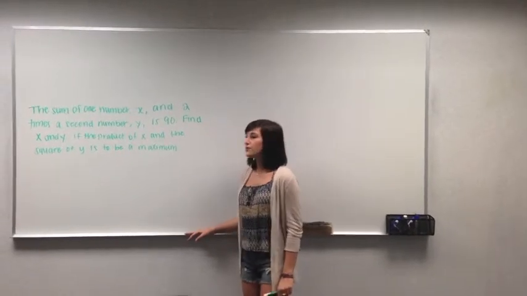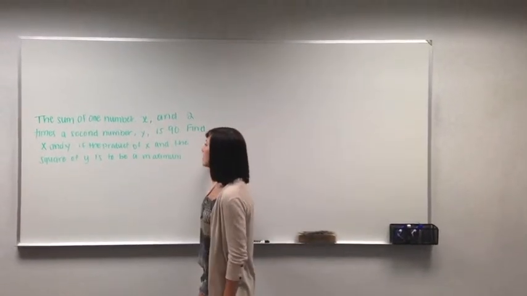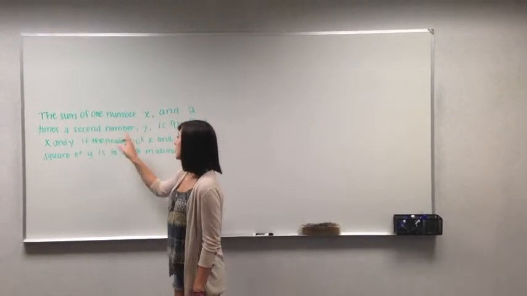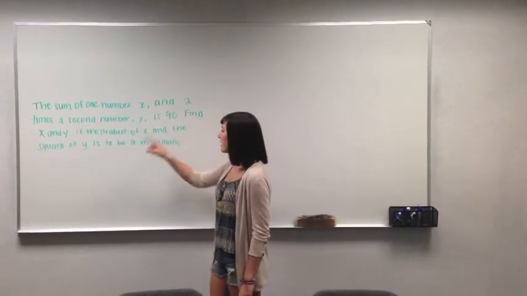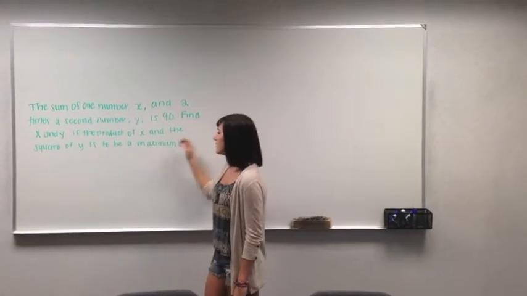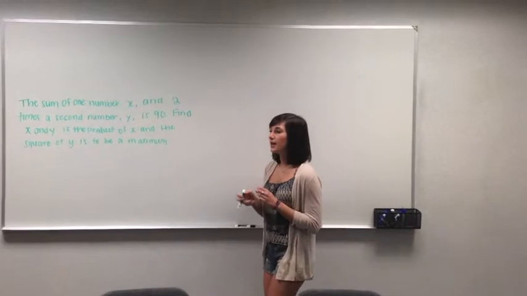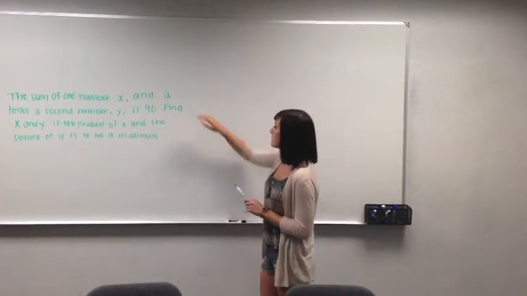Optimization problems. So I have an example here, and the question says the sum of one number x and 2 times the second number y is 90. Find x and y if the product of x and the square of y is said to be a maximum. Okay, so the first step that we are going to do is we're going to set up these equations.